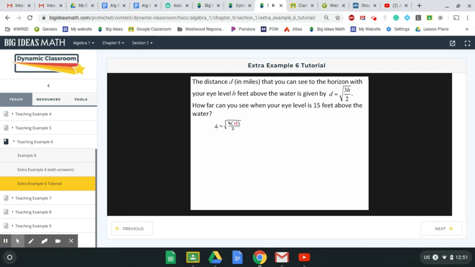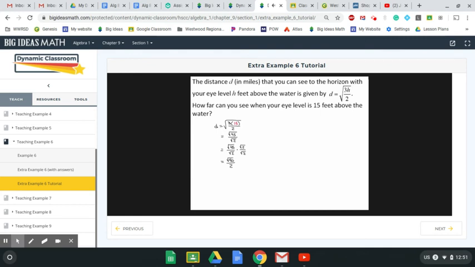Next, use the quotient property of square roots to rewrite the equation as d equals the square root of 45 divided by the square root of 2. Then rationalize the denominator by multiplying the right side of the equation by the square root of 2 divided by the square root of 2. Because the square root of 45 times the square root of 2 is the square root of 90, and the square root of 2 times the square root of 2 equals 2, the equation simplifies to d equals the square root of 90 divided by 2.